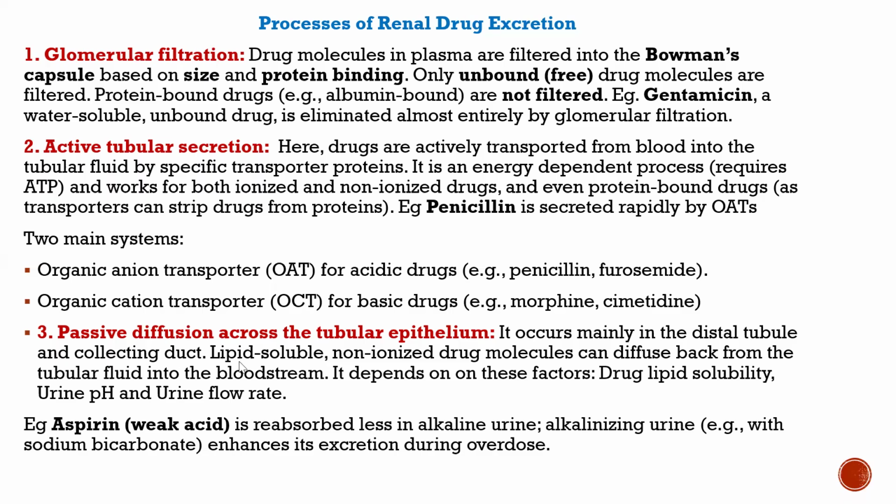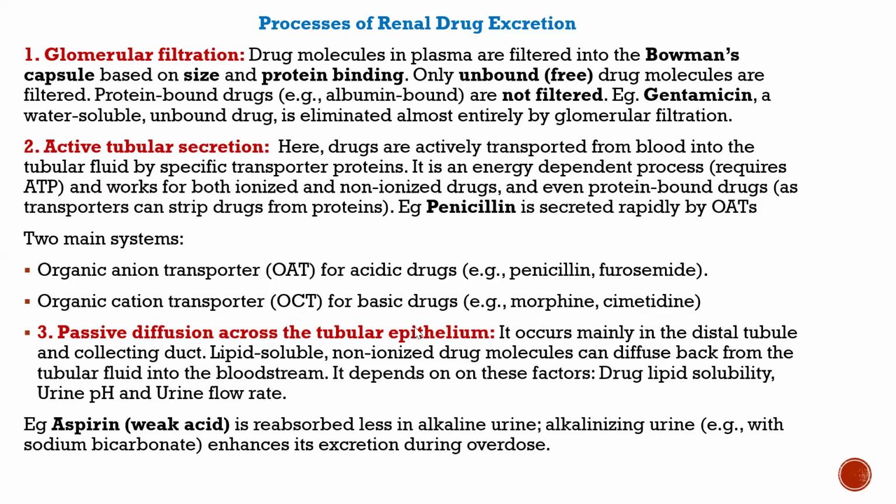Then passive diffusion across the tubular epithelium. It occurs mainly in the distal tubule and collecting ducts. Here, lipid-soluble non-ionized drug molecules diffuse back from the tubular fluid into the bloodstream. So it depends on the drug's lipid solubility, urine pH, and urine flow rate. For example, aspirin, which is a weak acid, is reabsorbed less in alkaline urine. Alkalizing urine, for example with sodium bicarbonate, enhances its excretion during overdose.